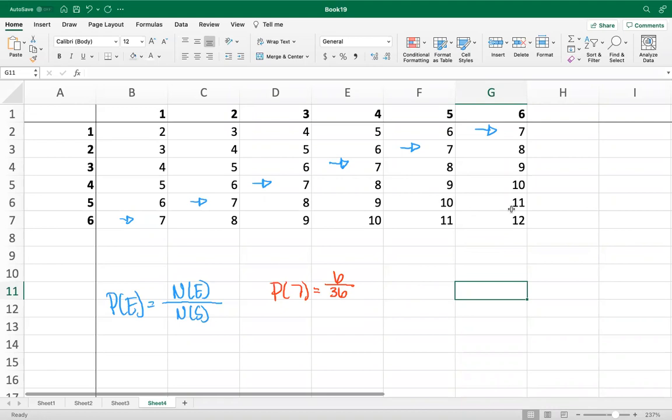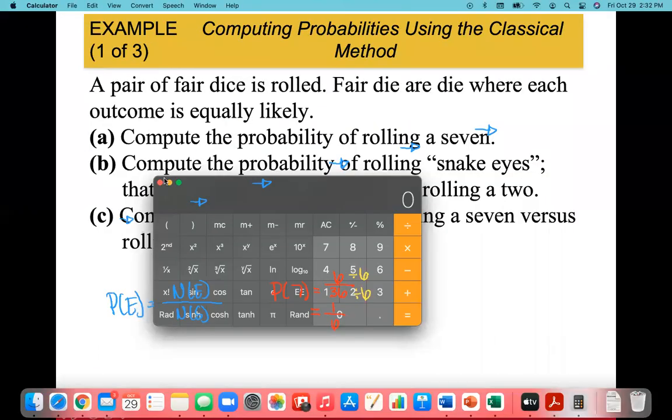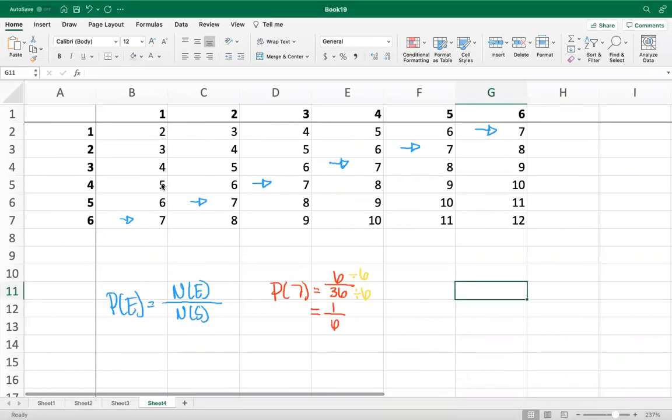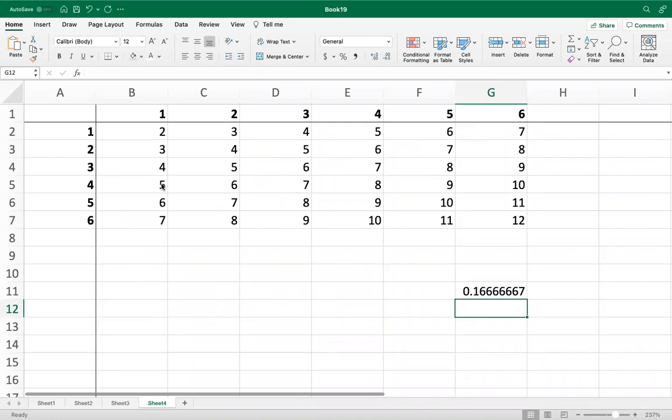We could simplify this and divide both top and bottom by 6. Both top and bottom are divisible by 6. 6 divided by 6 gives us 1, and 36 divided by 6 gives us 6. And from here, we could plug it into our calculator. Oh, hey, actually, we're on Excel, so it has its own calculator. So equal to 1 divided by 6, and that's approximately 0.1667. And there we go. That's the probability of rolling a 7. So let's clear all this out and write that over to the side. Probability of rolling a 7 is equal to 0.1667.